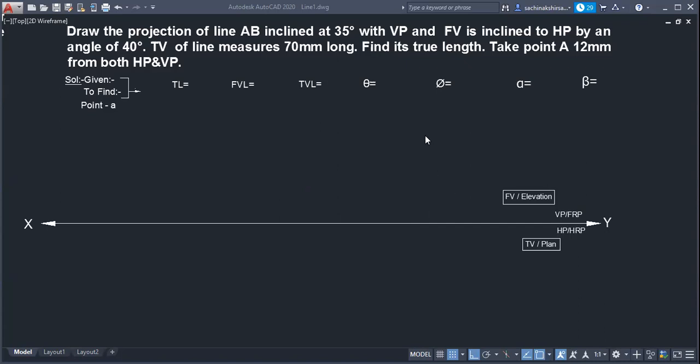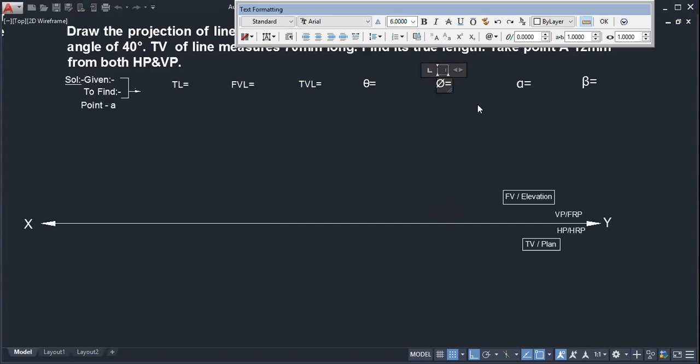Whatever angle is given, 35 degree, it is phi. The answer is correct. But you should be perfect in explanation. Whatever question I ask, you should be able to tell where is VP, what is phi, what is alpha, what is beta, what is theta. Likewise, you should question yourself. So this 35 degree phi is correct, no issue.